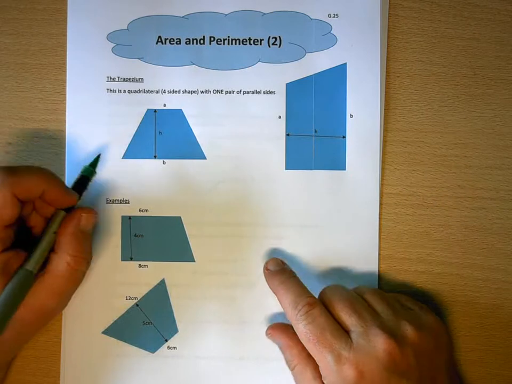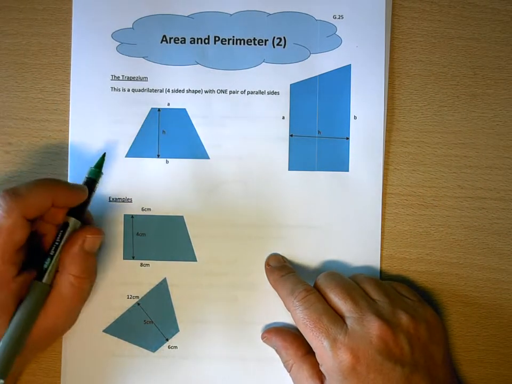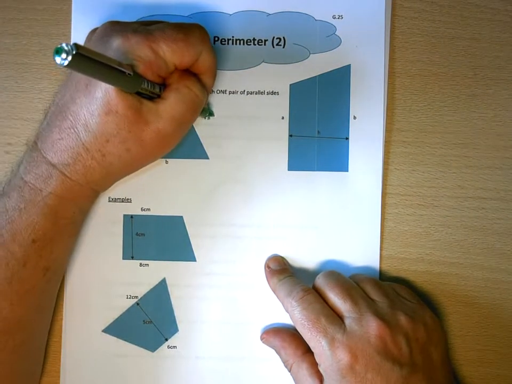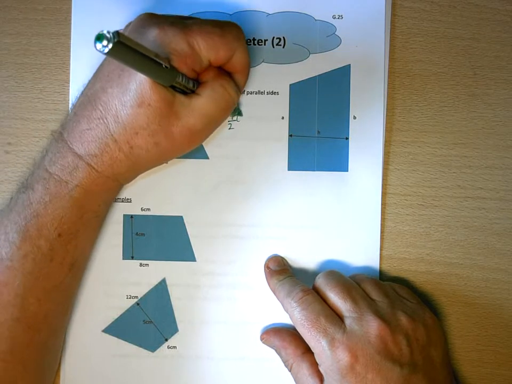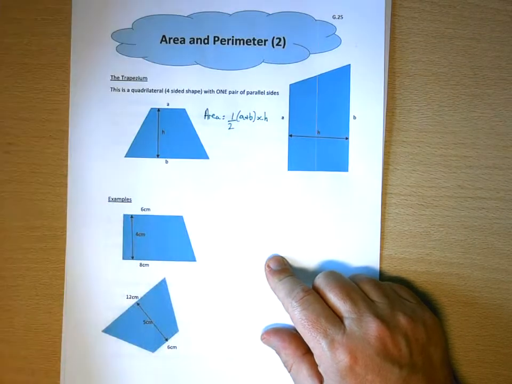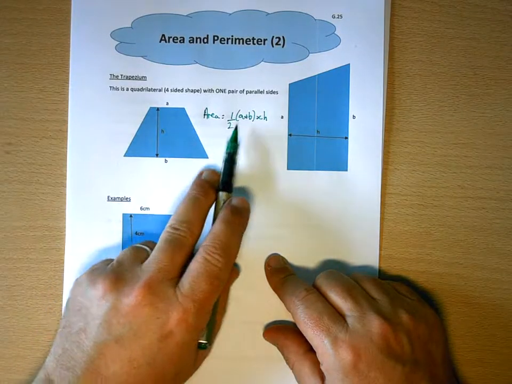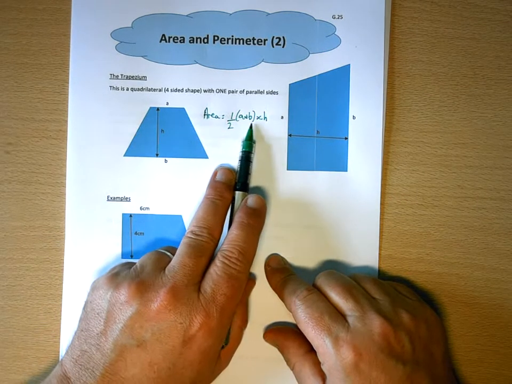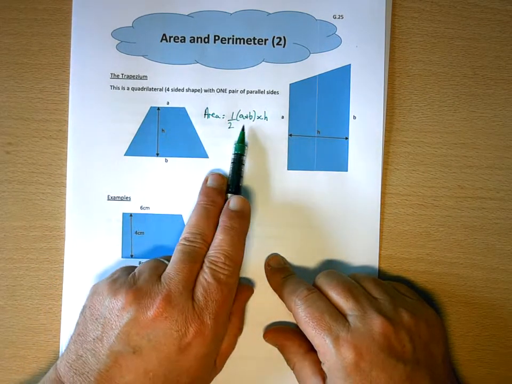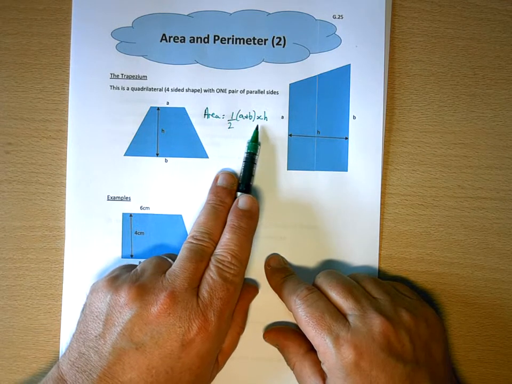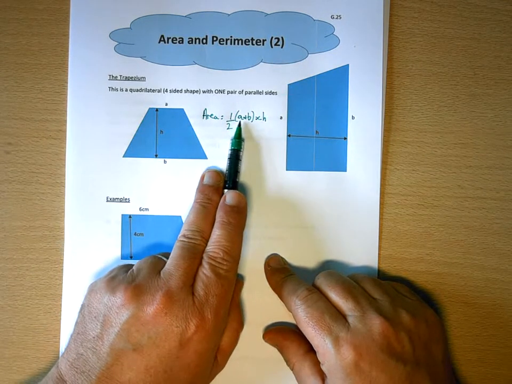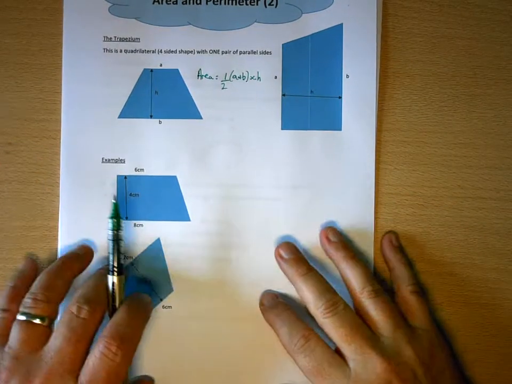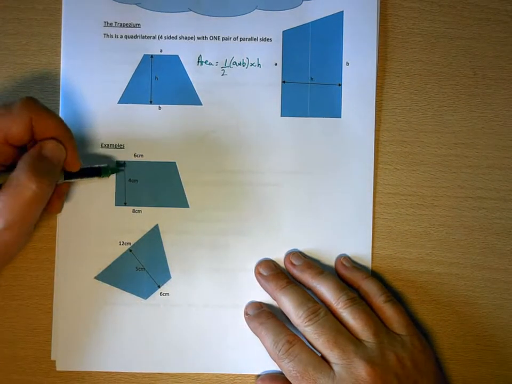This formula is given to you on the exam paper. It's the only formula you're given in the intermediate and foundation tier, and it tells you this. So it's written like that: half times A plus B in brackets, which means you work it out first, times H. So A plus B are the parallel sides. So it's the sum of the parallel sides times the height halved. So half the sum of the parallel sides times the height. So let's have a look at how we work that out.